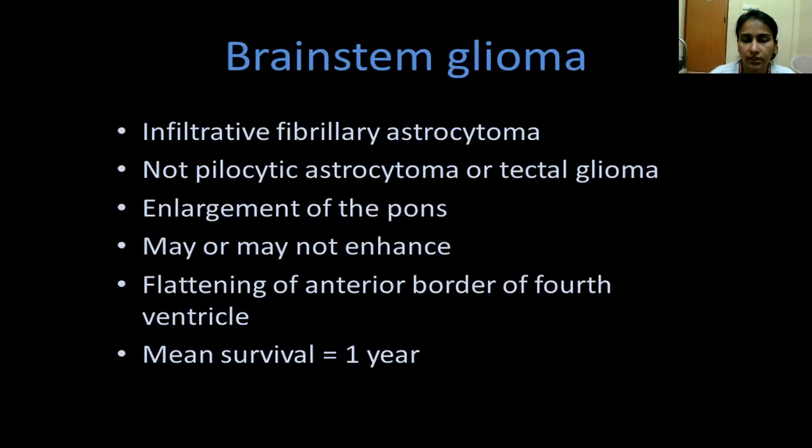Okay, then next, the previously discussed image was of brainstem glioma. What is brainstem glioma? It is an infiltrative fibrillary astrocytoma, not pilocytic astrocytoma or tectal glioma. There is enlargement of the pons, and it shows variable enhancement. Sometimes it may enhance or it may not enhance. And there is flattening of the anterior border of the fourth ventricle. What is the prognosis for patients with brainstem glioma? The mean survival rate is 1 year.